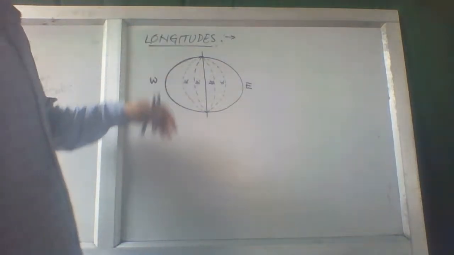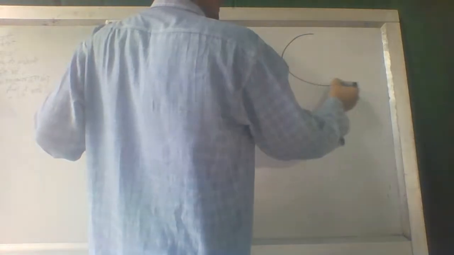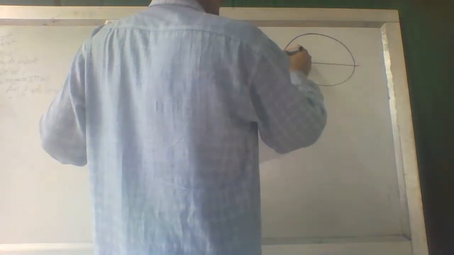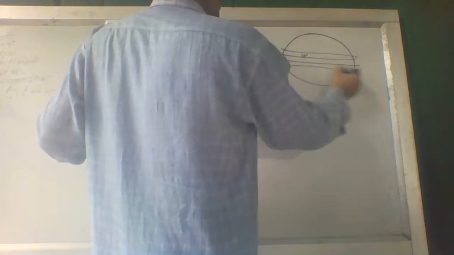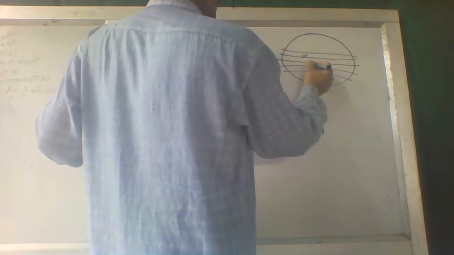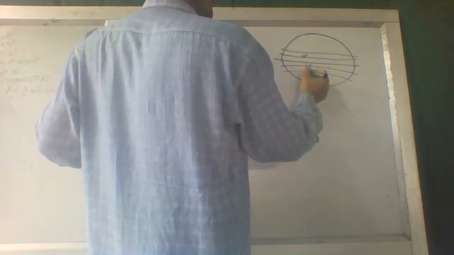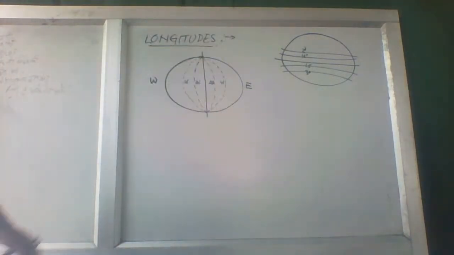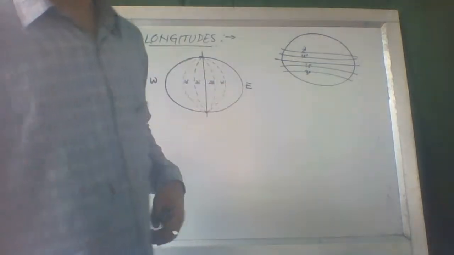But in the case of longitude, when it was a matter of longitude, this was a great circle, and this was 15 degree, which means this was 30, this was 30, like this. In the 15 degree, we have divided. Here we are dividing 20, 20 degree.